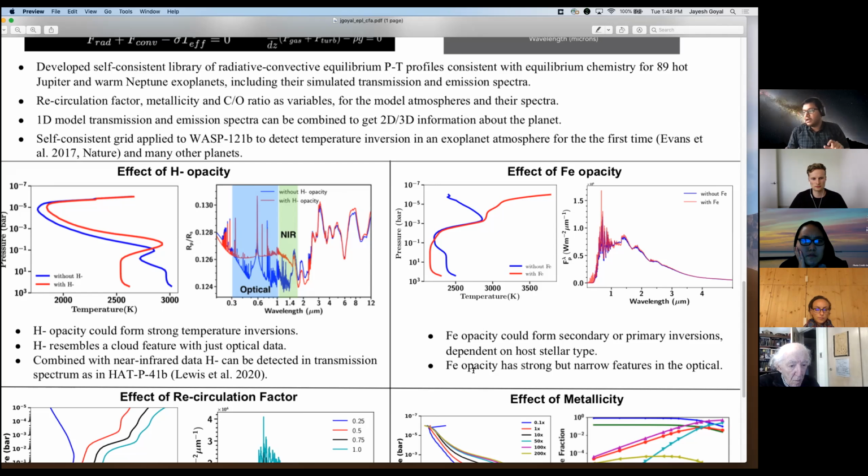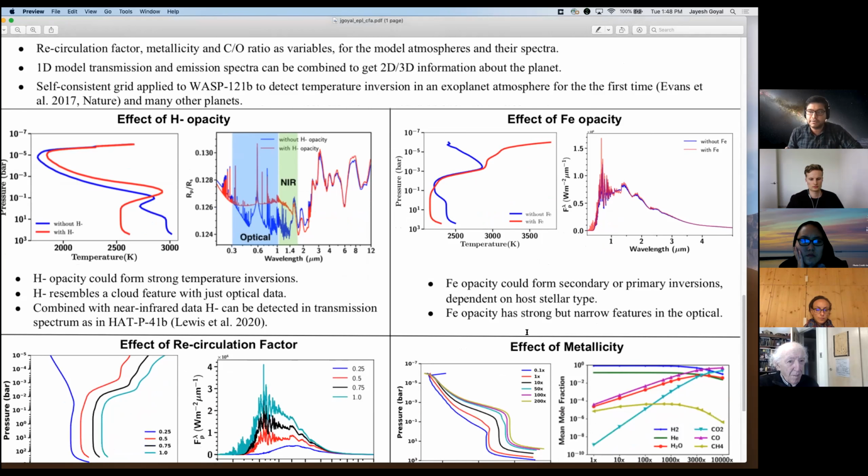The problem is detecting ion in a transmission spectrum might be a bit tricky because it has very strong features but very narrow, and that too in the ultraviolet and optical side. So it will be difficult with any of the current instruments. But that can be done in high resolution spectroscopy, which people have done recently.